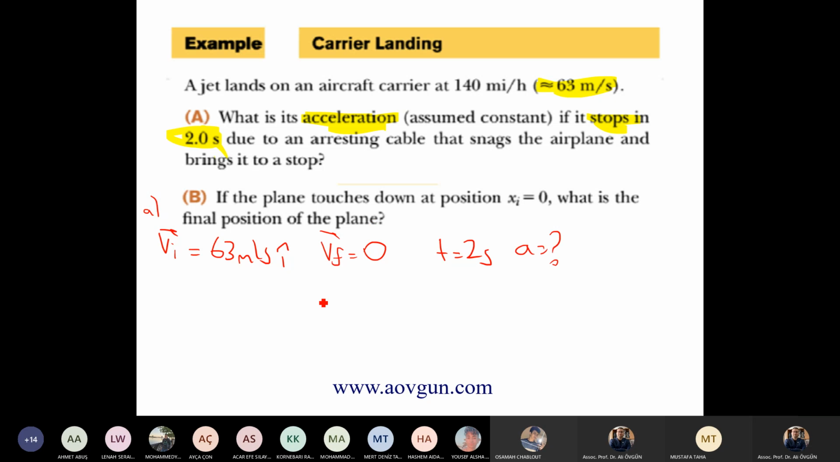So how can you find it? Which equation is suitable? You don't know the position, so it is better to use the velocity equation. So V final equals V initial plus AT. Okay, so now let's solve it.